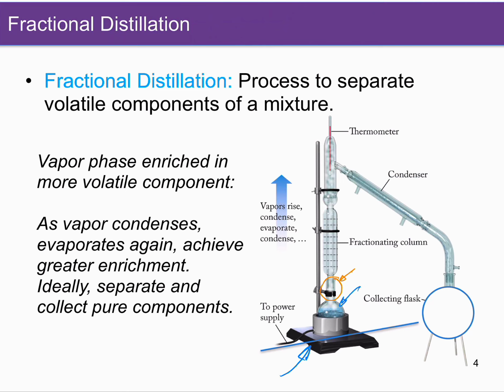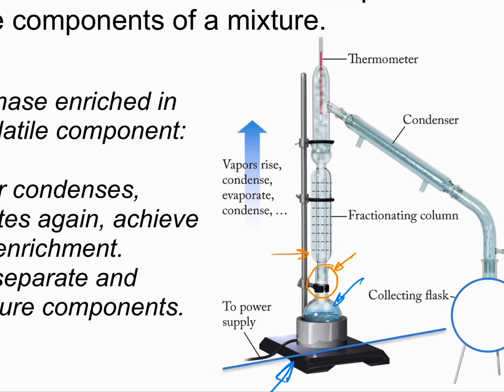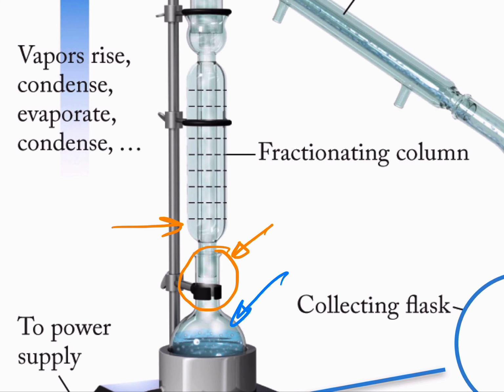And then these little dashed lines on the column here, I'll zoom up on that, those are called plates. What those are there for is to act as a surface for the vapor to condense. When the vapor condenses, it has the same composition as the vapor was right down here. So if it was more enriched in ethanol in the vapor phase, now it's going to be more enriched in the liquid phase as it condenses here.